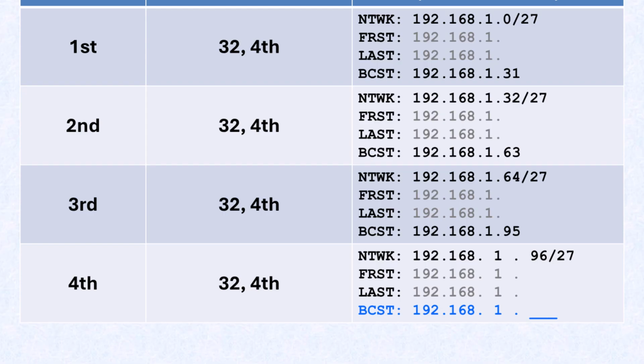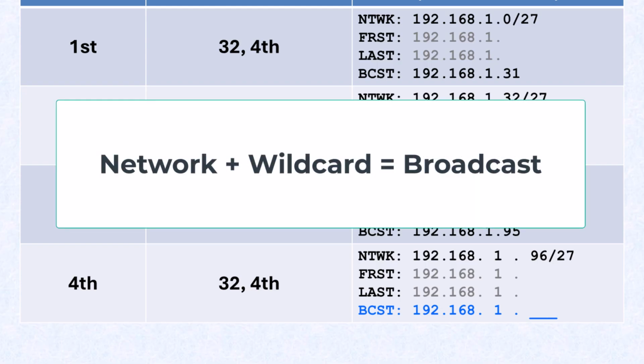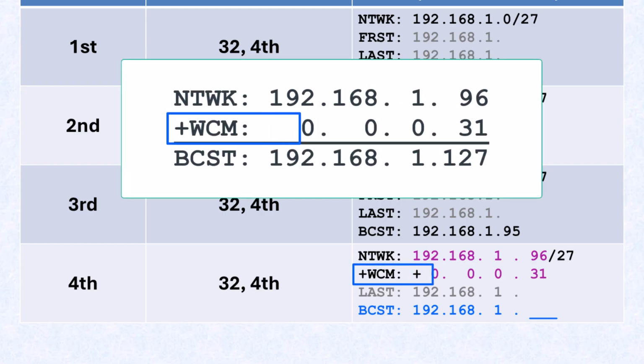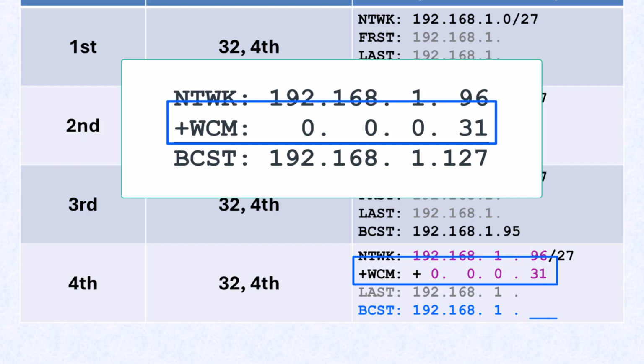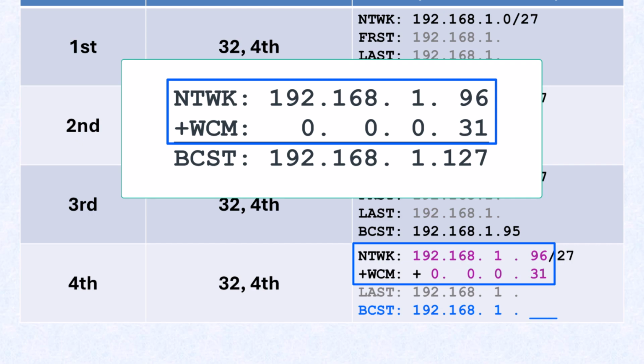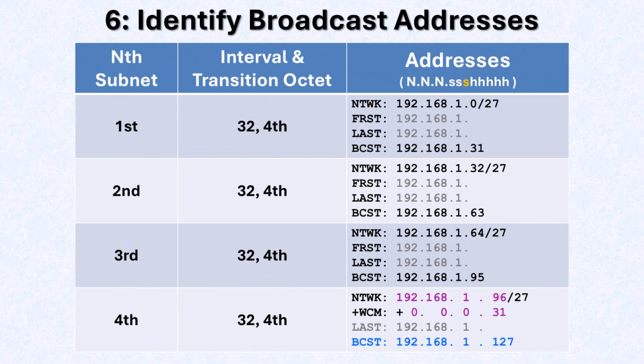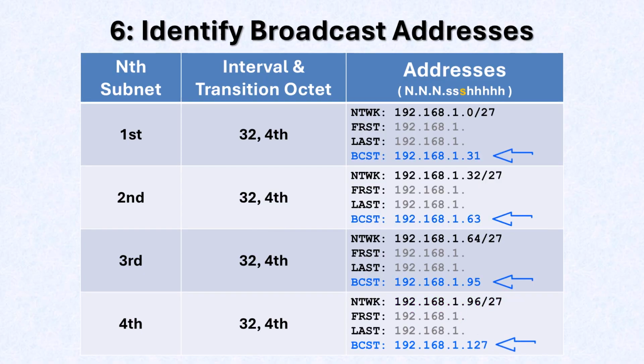Another method of determining the broadcast address is by adding the wildcard mask to the network address. We will use this method for the 4th broadcast address. Add the wildcard mask of 0.0.0.31 to the network address of 192.168.1.96. This gives .127 in the transition octet of the broadcast address. These are the broadcast addresses.